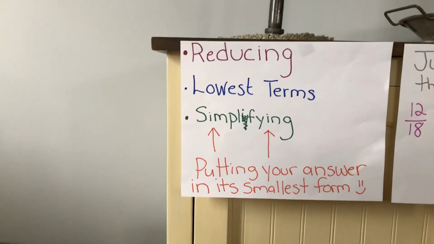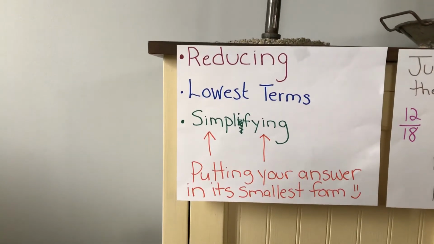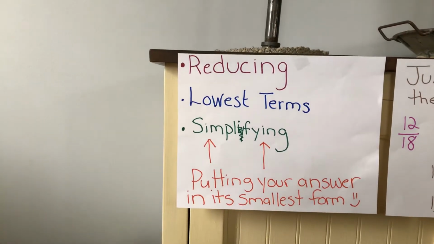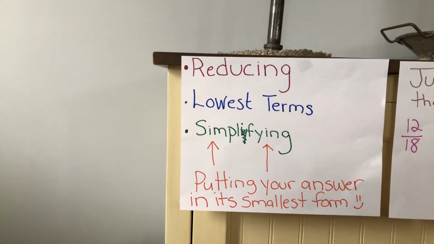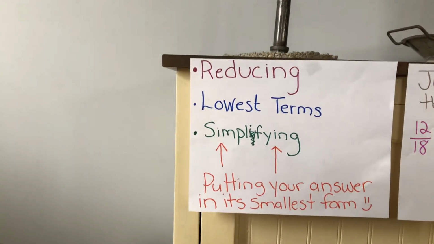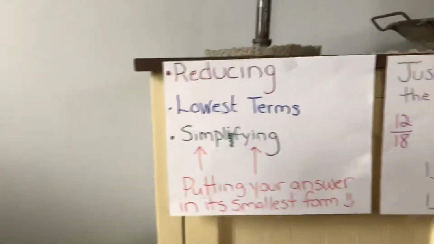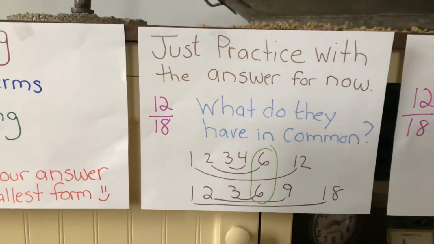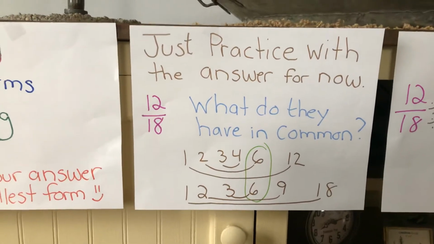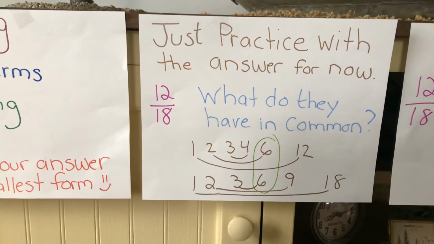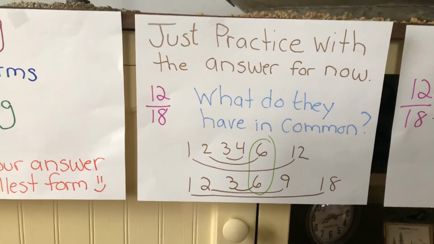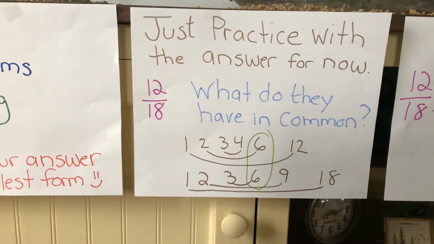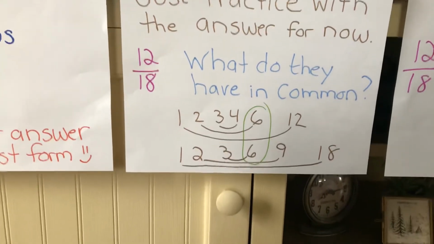We worked on a couple of ways that would make it easier, but what I found after looking at your quizzes is that you were forgetting the tricks. And so it's best just to do it the old-fashioned way, which is finding the common factor. So we're just going to practice with an answer, pretending that the answer is 12/18.